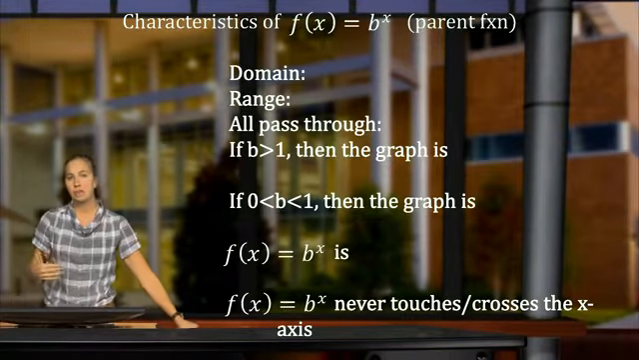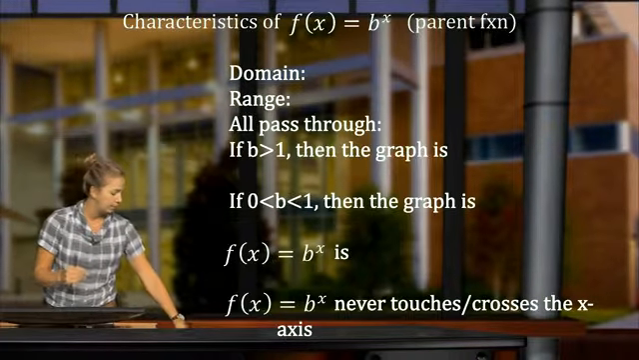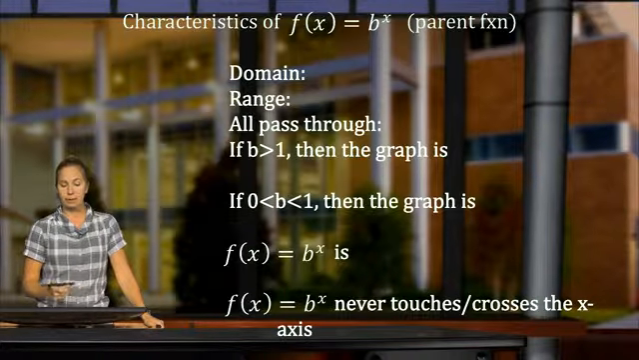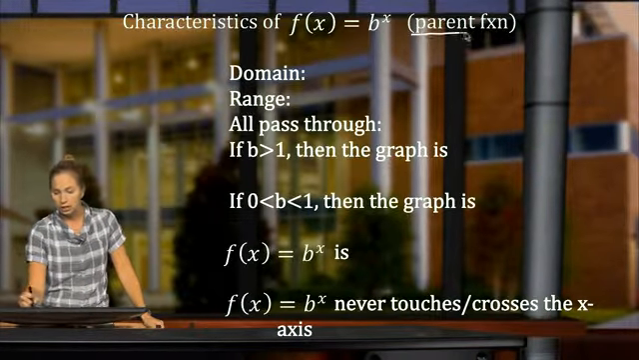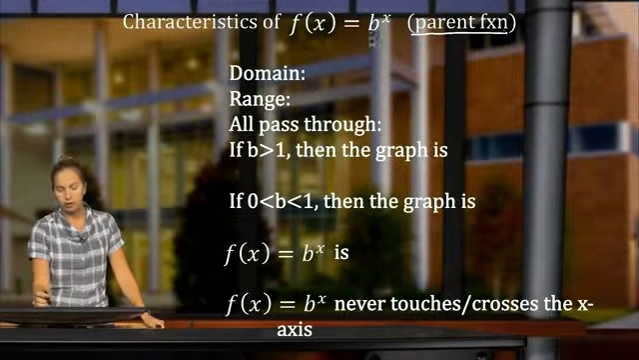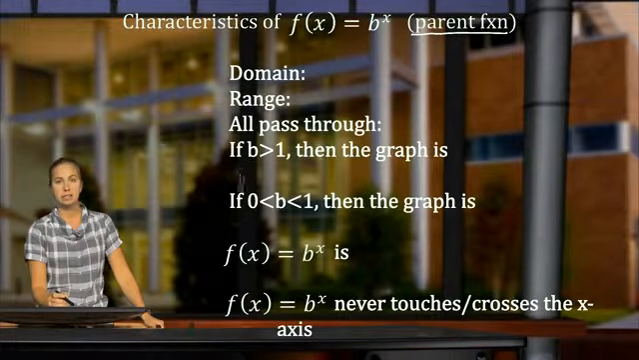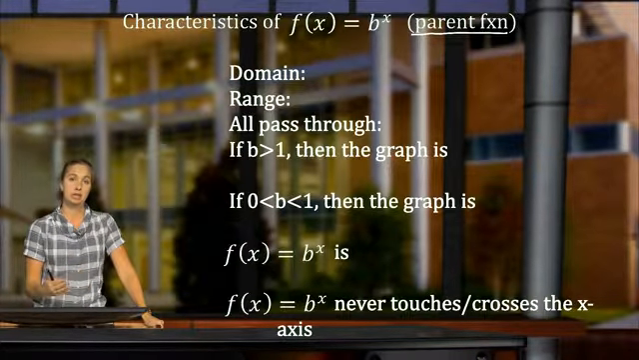So when you're graphing an exponential function, just set up a table of values. That'll work just fine. Some characteristics of our exponential function, f of x equals b to the x. Now we're going to call this our parent function. Even though there's infinitely many parent functions because we can change the value of b, we'll talk about that in these two bullets here. But otherwise, all of these functions are going to have these same characteristics.